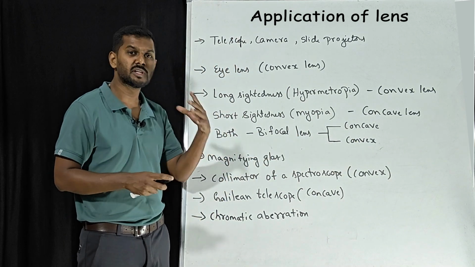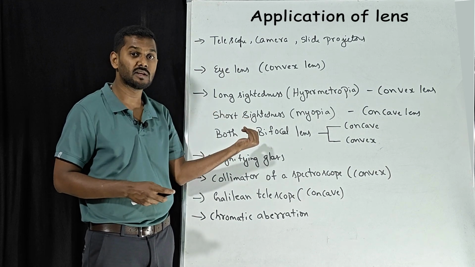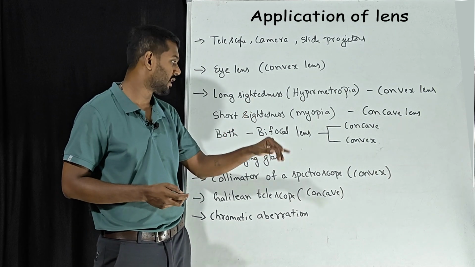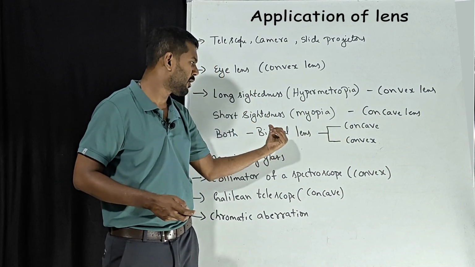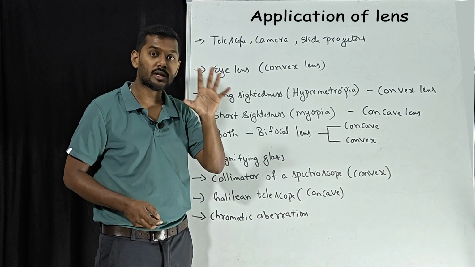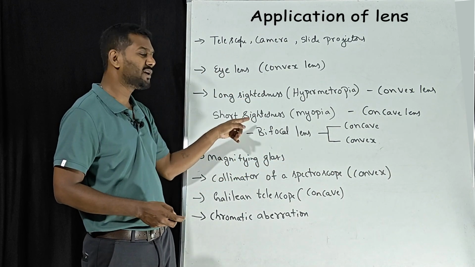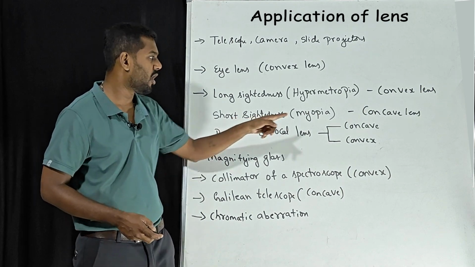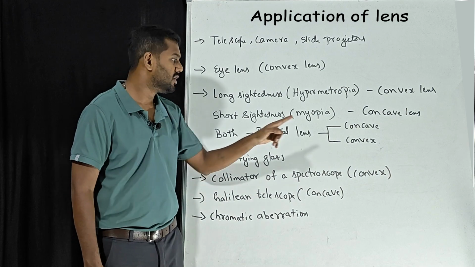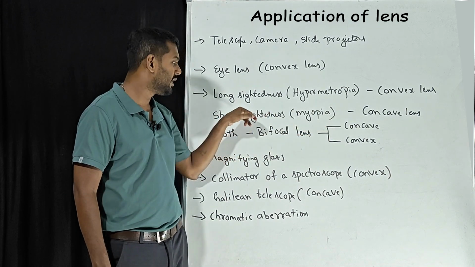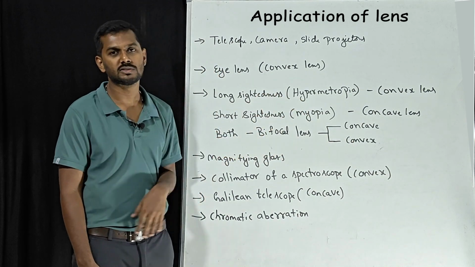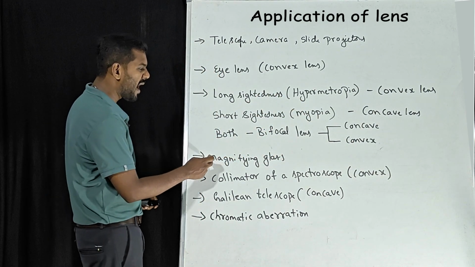Then see, this question is not there in the syllabus, I mean it is not there in the textbook, but we can create it. The upper part of the bifocal lens is used to clear what kind of problem? Concave lens is used to clear short sightedness, correct? So the upper part is used to clear short sightedness, the lower part is used to clear long sightedness. That's it. Next, magnifying glass.